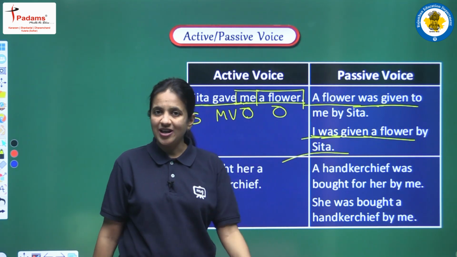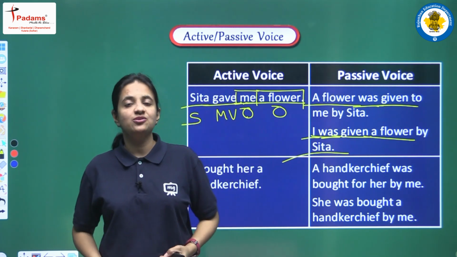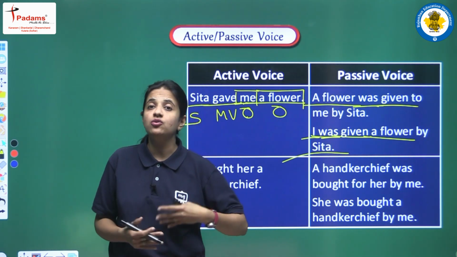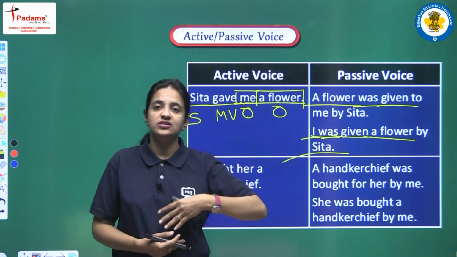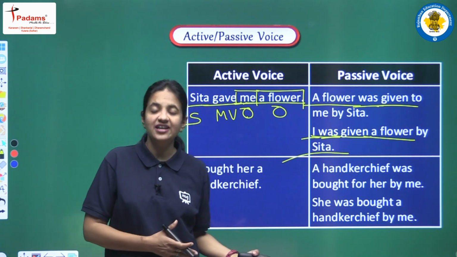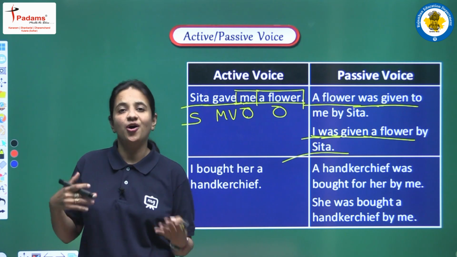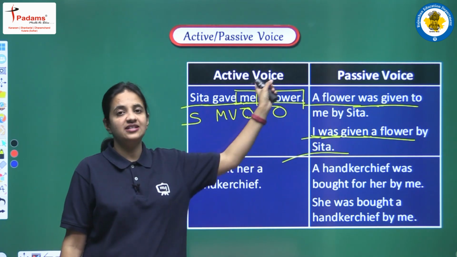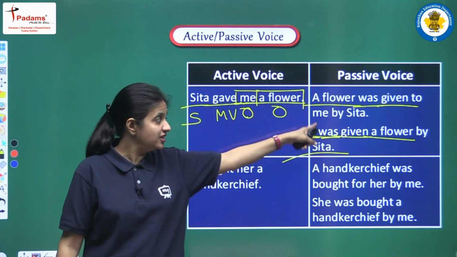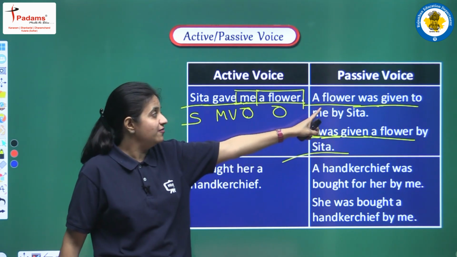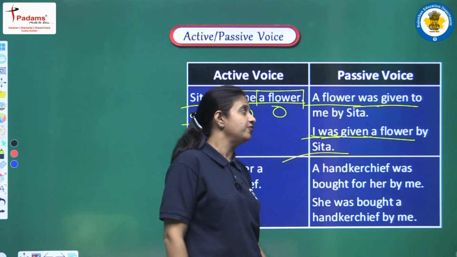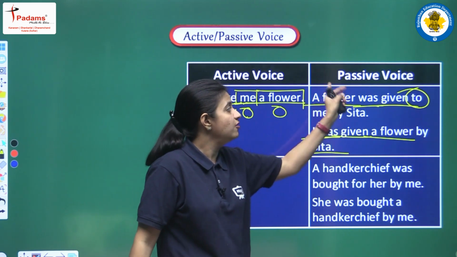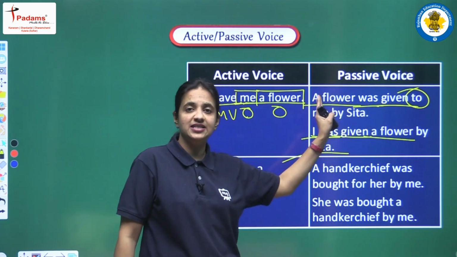So one more time I am repeating that sometimes we can have two objects in the sentence. At that time we have two options, कि हम दोनों में से कौन से subject से sentence अपना start करें. So two objects are there, so yes, two options are there as well. So in these two ways we can convert this sentence into passive voice. Observe the structures very carefully, students. When we write "a flower" at the beginning of the sentence, then we add "to" also, and the sentence will be: A flower was given to me by Sita.